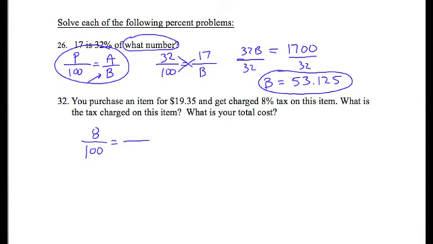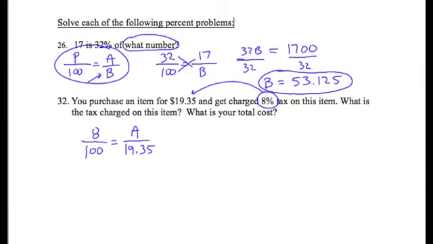Well, again, we're always taking a percent of the base. In this case, we're taking a percent of this amount charged, this $19.35. So that $19.35 is our base. And what we're trying to find out is, after we take 8% of that, what is our final amount? And so there is our percent proportion.